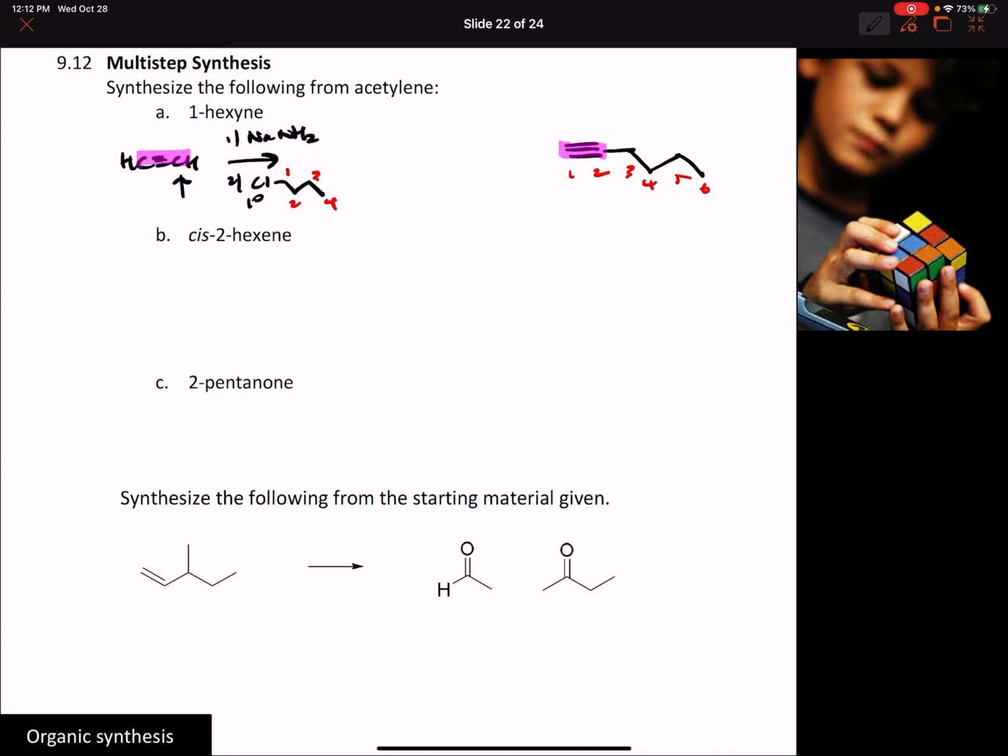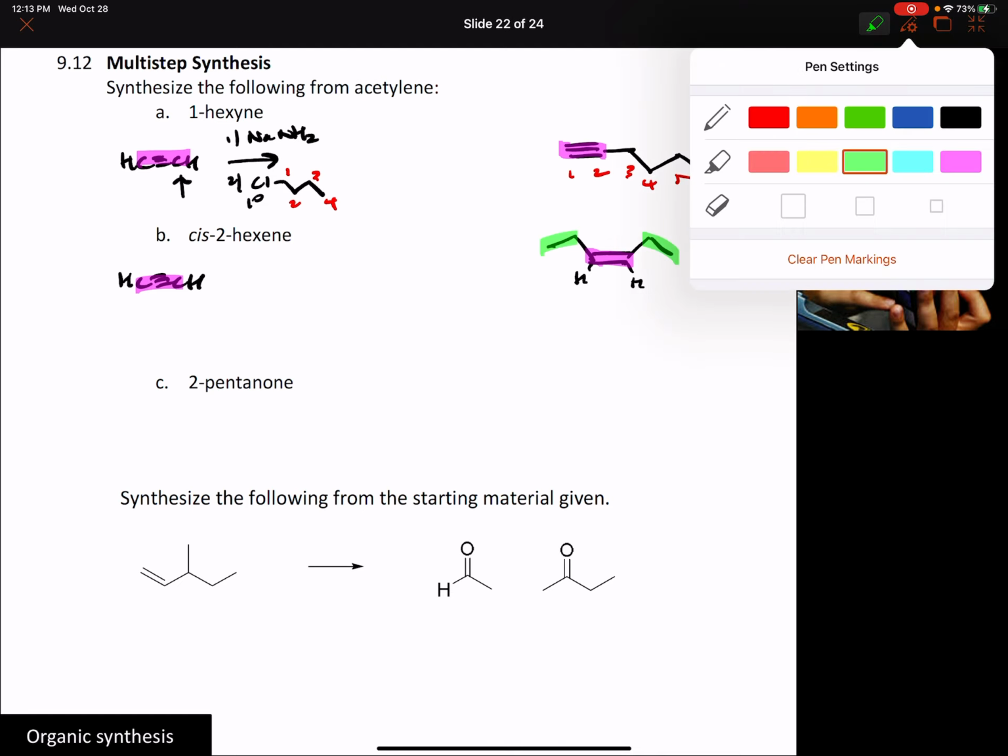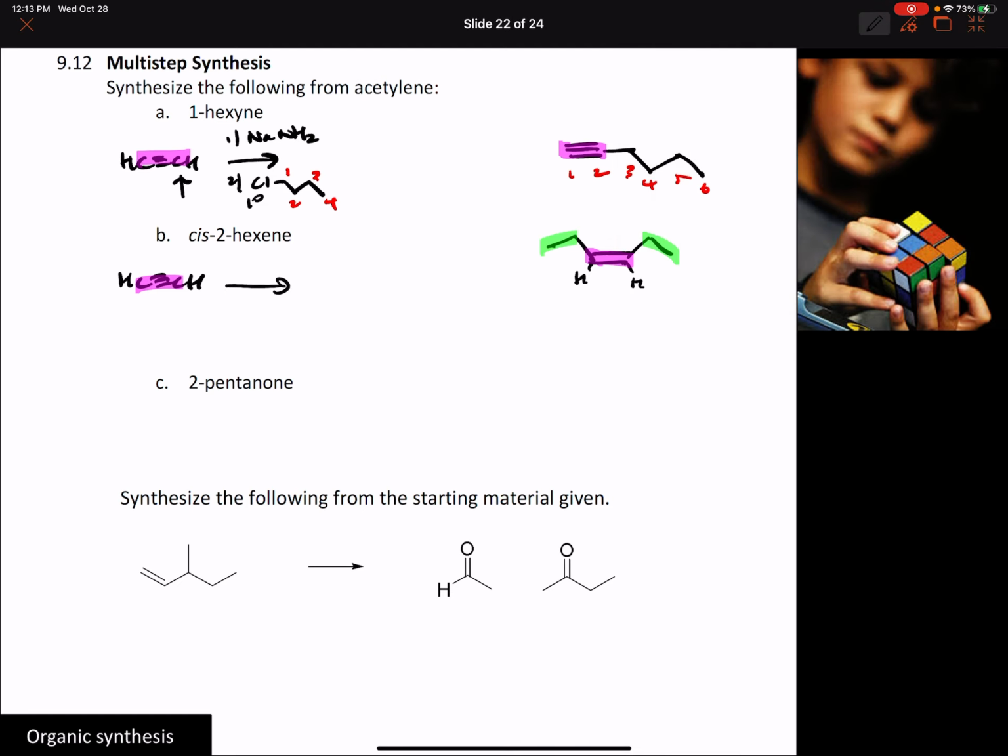What about cis-2-hexene? So again, we're starting with this guy, and we want to make cis-2-hexene. So here's 1, 2, 3, 4, 5, 6. Is this cis-2-hexene? I think it is. All right, so based on this, where are my purple carbons? They must be in the middle here, right? So we can add carbons to both sides, and then we can reduce it. So I'm going to do this.